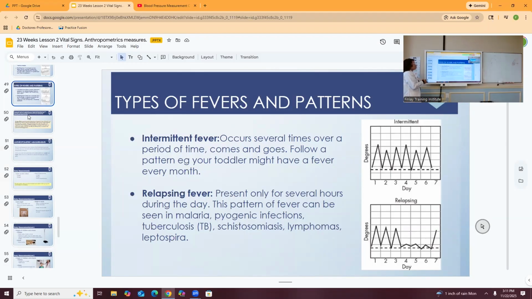Relapsing fever is the presentation of a high elevation of temperature, but the patient is going to come back to normal and stay in the normal range for several hours, and then again present another set of fever for several hours.